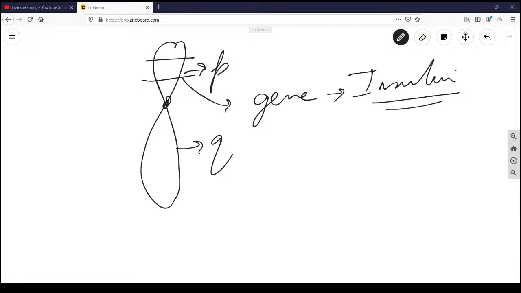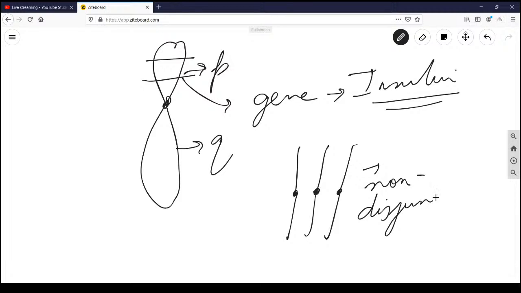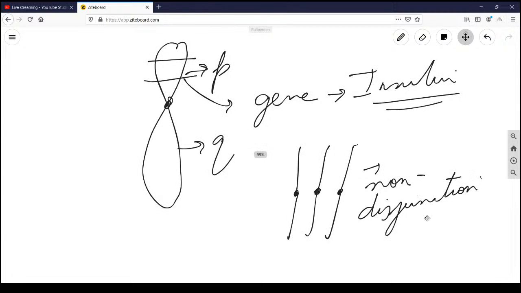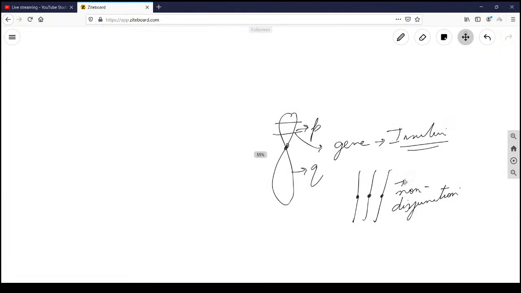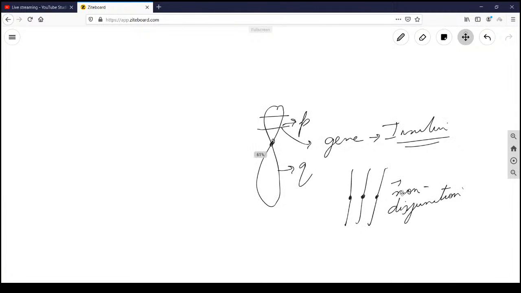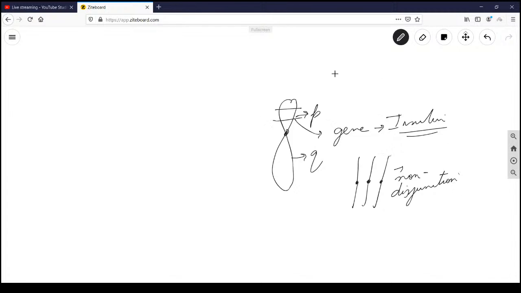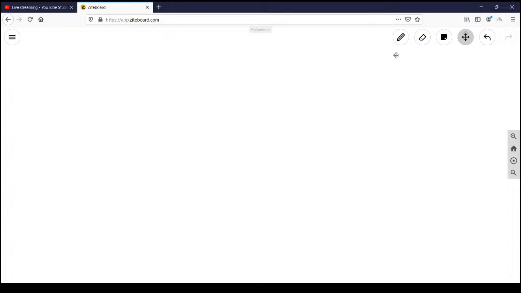Question number 35. Down syndrome is due to, many times we know, three copies of chromosome number 21. Trisomy in the 21st chromosome. Again, non-disjunction is the answer here. So we have discussed many a times about non-disjunction and how it can give rise to your Down syndrome here.